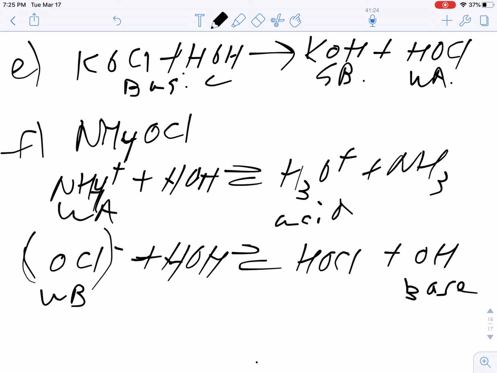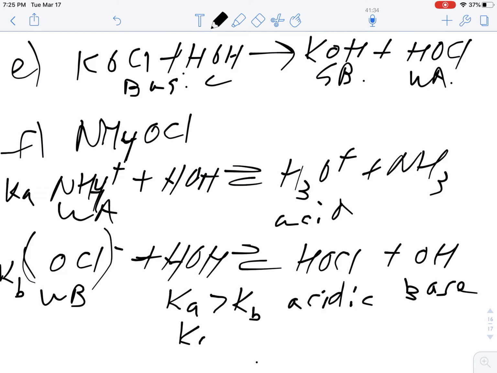So once again, like in that other problem, if the Ka is greater than the Kb, it'll be acidic. If the Ka is less than the Kb, then it'll be basic. But there's no way you can tell just by looking at it.